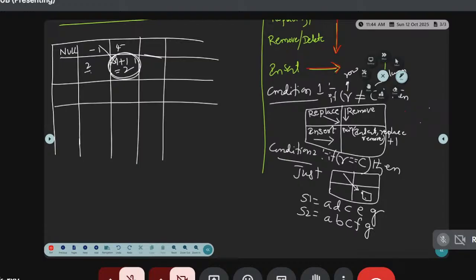And before that, compare the length of S1 and S2. S1 length is 5, S2 length is also 5. So we are not applying the removing operation. We are not removing anywhere, that means we are replacing. And D is replaced with B. C is not disturbed. E is replaced with F. G is not replaced. So we are performing two operations, replacing only. So that should be concluded, but that should be shown by using the dynamic approach also.